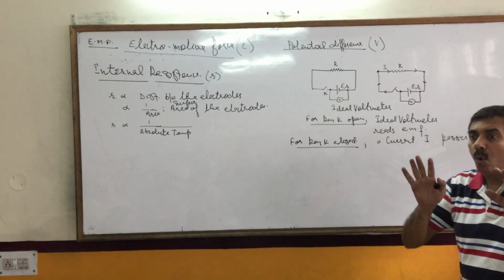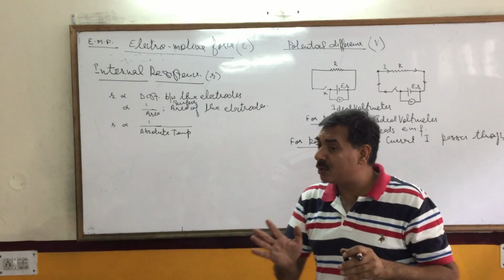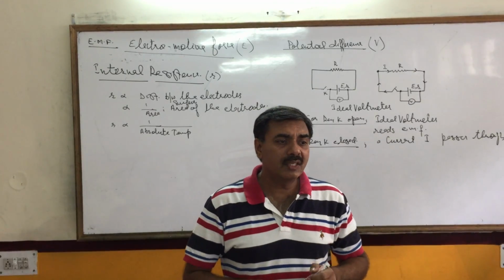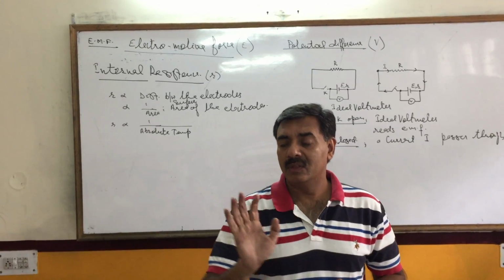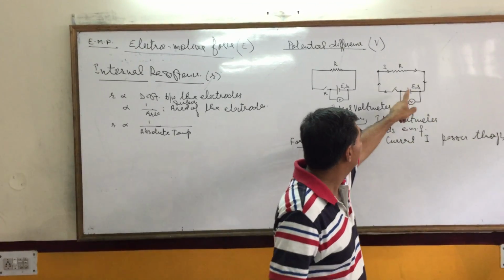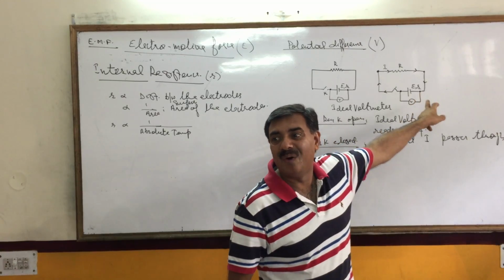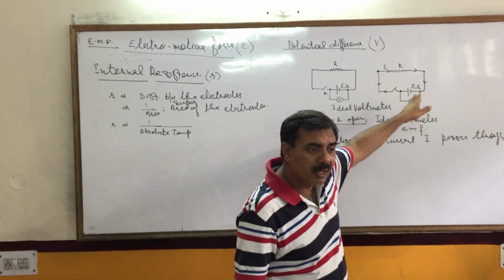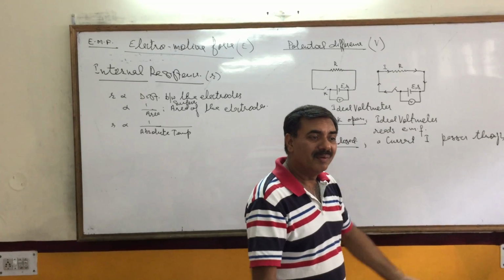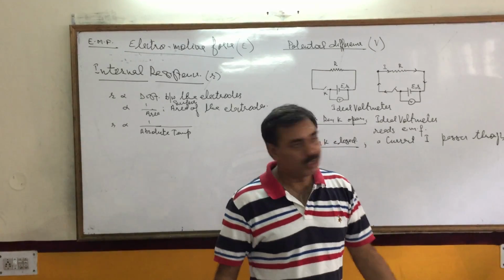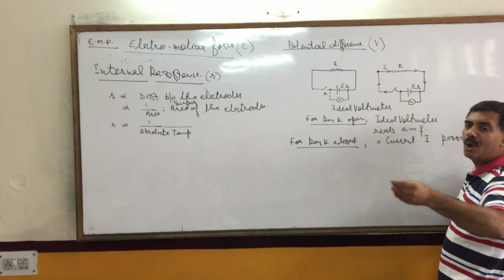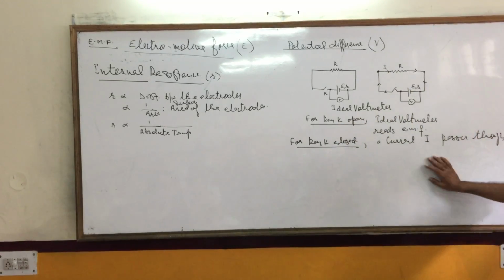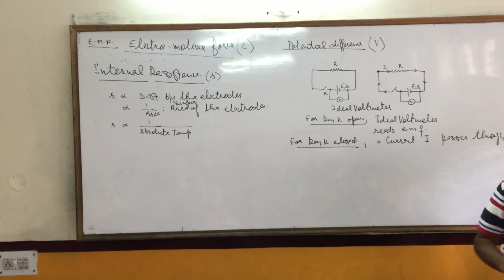And it will have some EMF too, right? When I say EMF, you raised a beautiful point. The cell has a certain EMF. This does not mean that this is the potential difference across the terminals now. The potential difference across the terminals now is called the potential difference, which is also equal to I into R. I think you've saved me from a lot of effort. Okay, but it will have some EMF E, right?